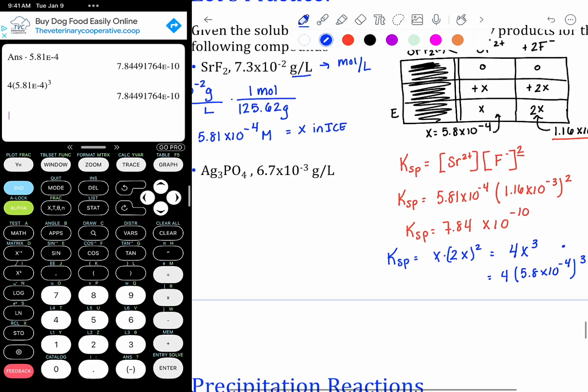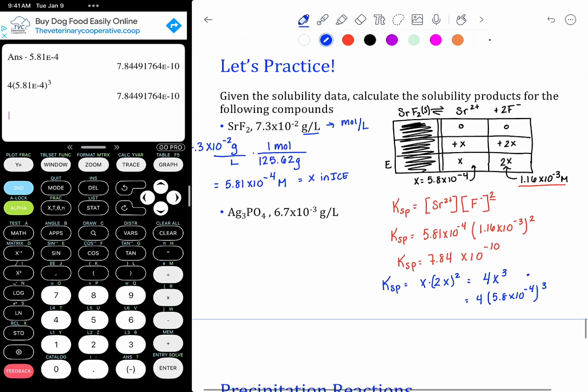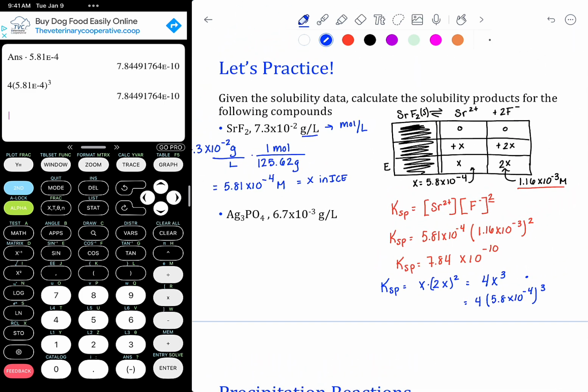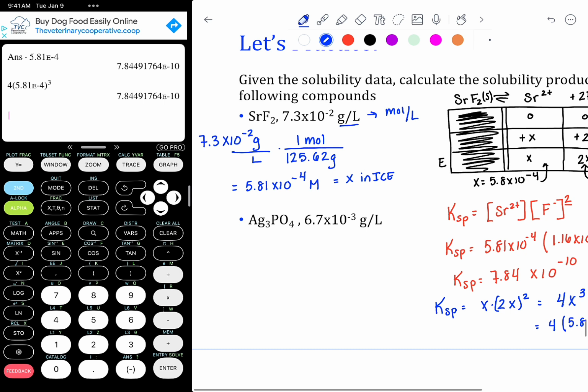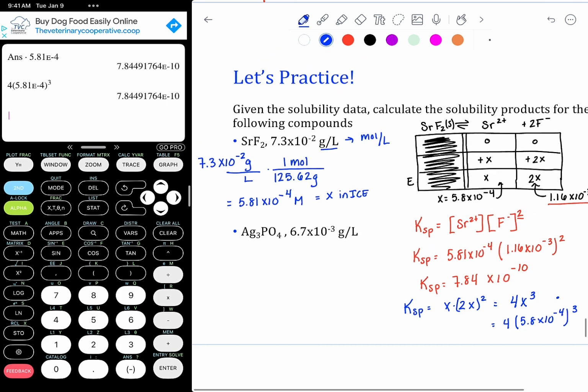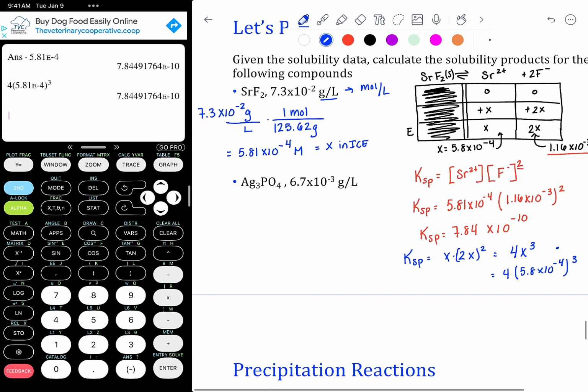Okay, so we have another problem here. We want to do the same thing. We want to calculate the KSP, the solubility product, for silver phosphate with a solubility of 6.7 times 10 to the minus 3 grams per liter. So pause your video and try this problem on your own, following the same steps that we did for the first problem.